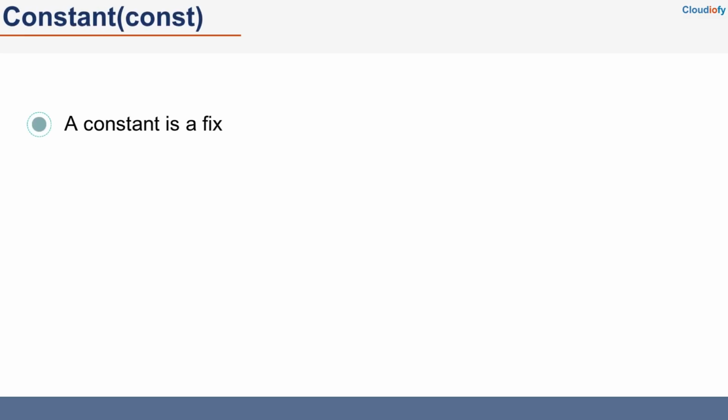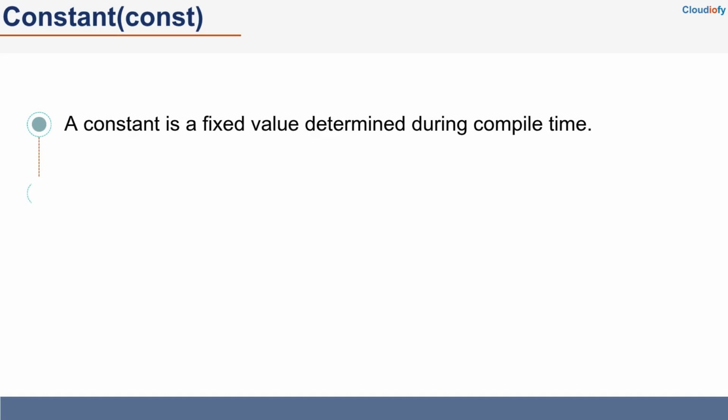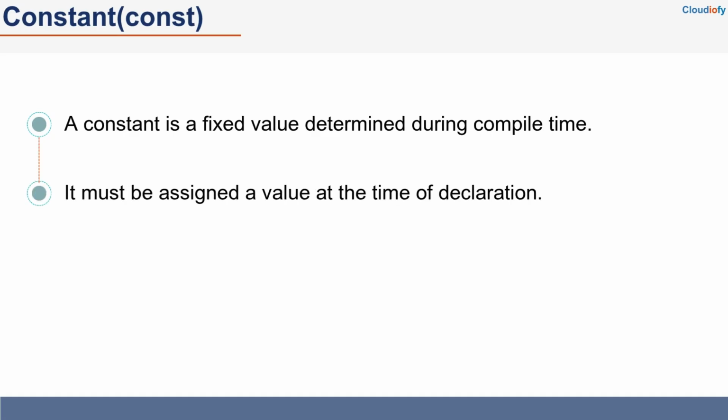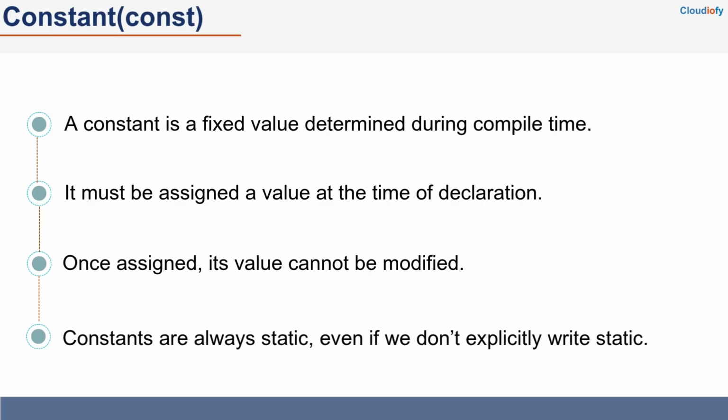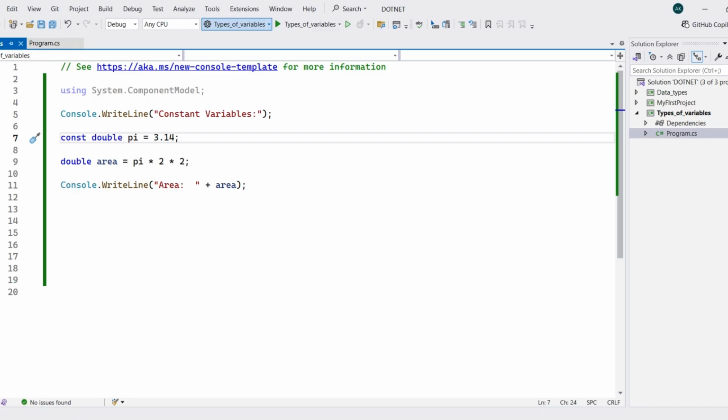Next, constant variable. A constant variable holds a value that never changes. It must be assigned at the time of declaration and cannot be modified later. Constants are always static, even if we don't explicitly write static. Let's look at an example.